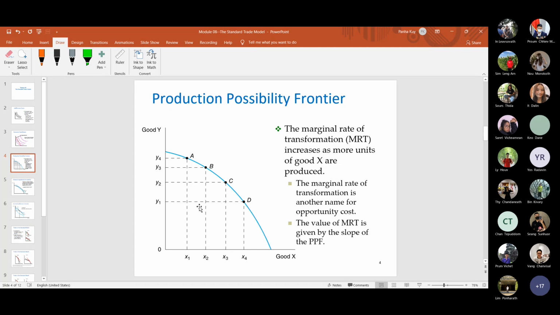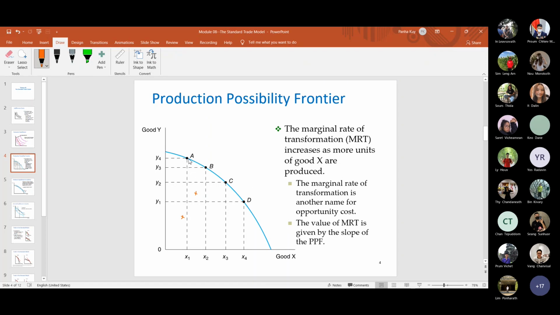The first property is the point inside the curve here. For example, these points, or this point, or the point inside the curve here, that is called inefficient points. Inefficient point meaning to say that you still have the resources in order to produce these two goods, but you cannot manage it well.